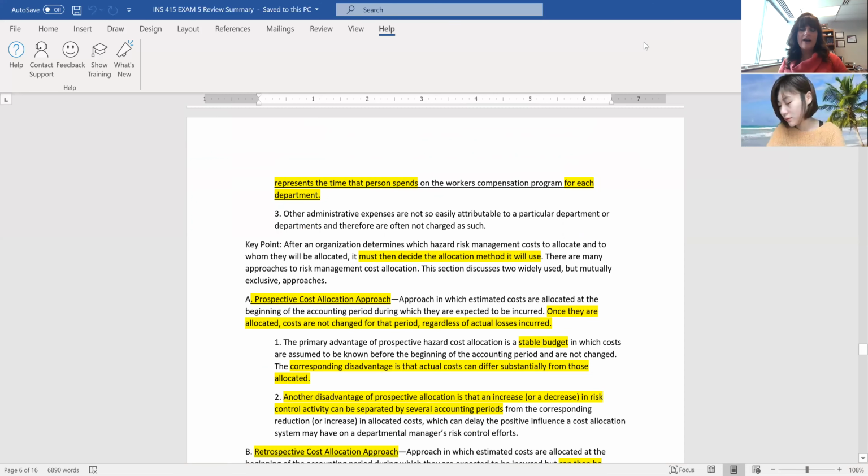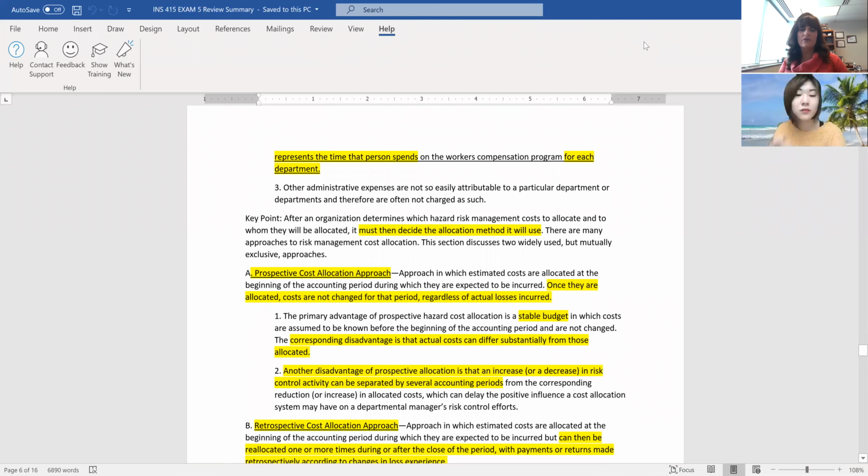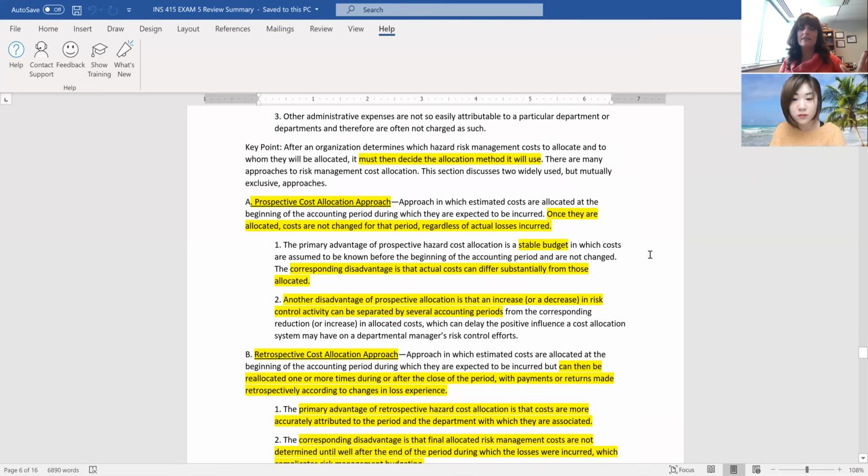So after you figure out what costs you have to apply, what method of allocation are you going to use? There's two different methods, prospective and retrospective. You guys remember early in the semester, we talked about retrospective, where you go back after the fact and see how well you did and then kind of shore it up. With prospective, it's just like insurance. You charge to each department, here's what your cost is for the period of time, this fiscal year. I'm going to allocate so much risk cost to you.